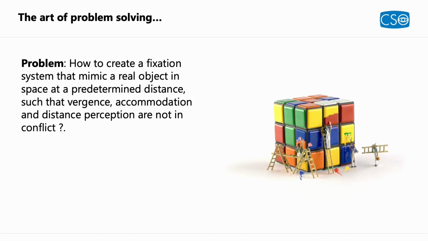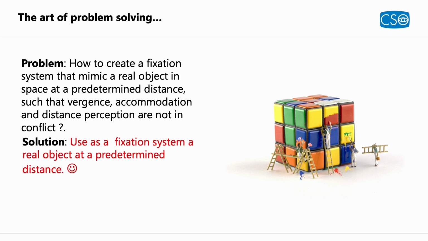The problem to solve is how to create a fixation system that mimics a real object in space at a predetermined distance, such that vergence, accommodation and distance perception are not in conflict. This is the problem to solve. And the solution is to use a fixation system that represents a real object at a predetermined distance in space.